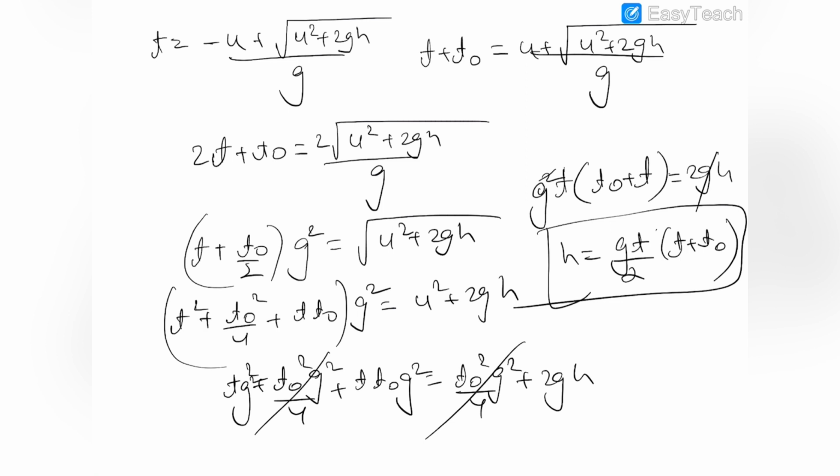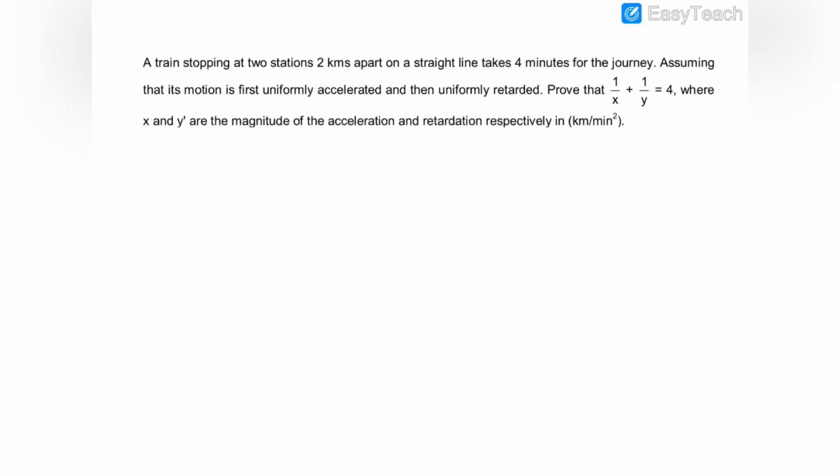Now we move on to the next question. In this question, you can see that there is a train starting from rest from station A, and it is reaching station B at rest. In between, the distance between the two stations is 2 kilometers, and the train moves on a straight line and takes 4 minutes for the complete journey.